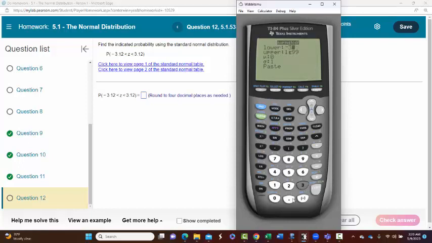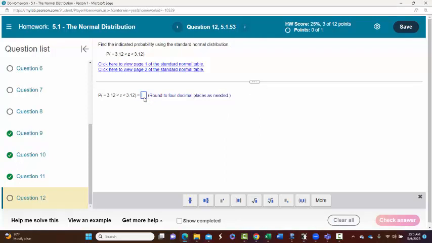Negative 3.12. So whenever you're between two numbers, it's the lower number, the upper number. We don't have the 1e to the 99 thing. And let's see what we get here. Yeah, okay, I guess I exaggerated. But it would be a big number. 9982.